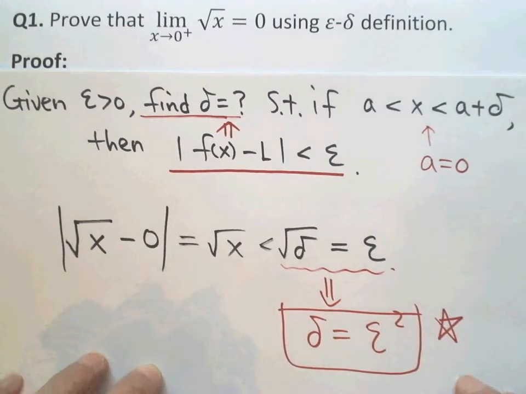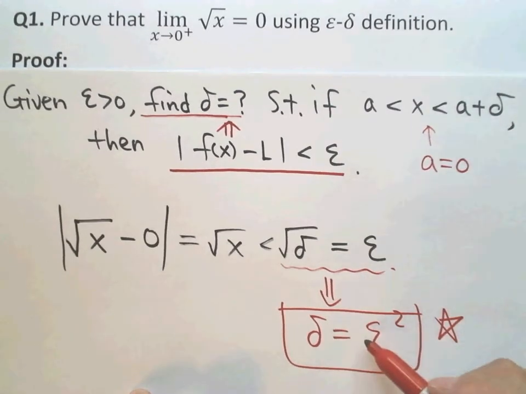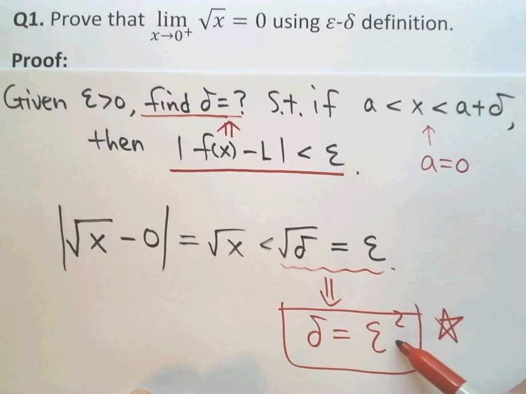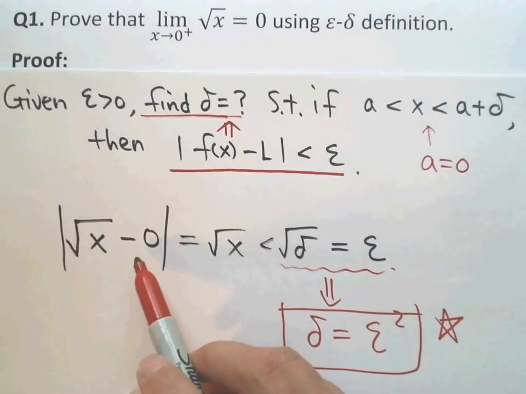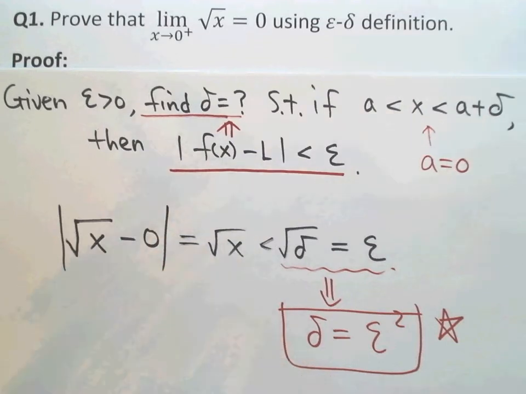Why? If we choose delta equals epsilon squared, you can imagine the distance between the function and this is going to what?